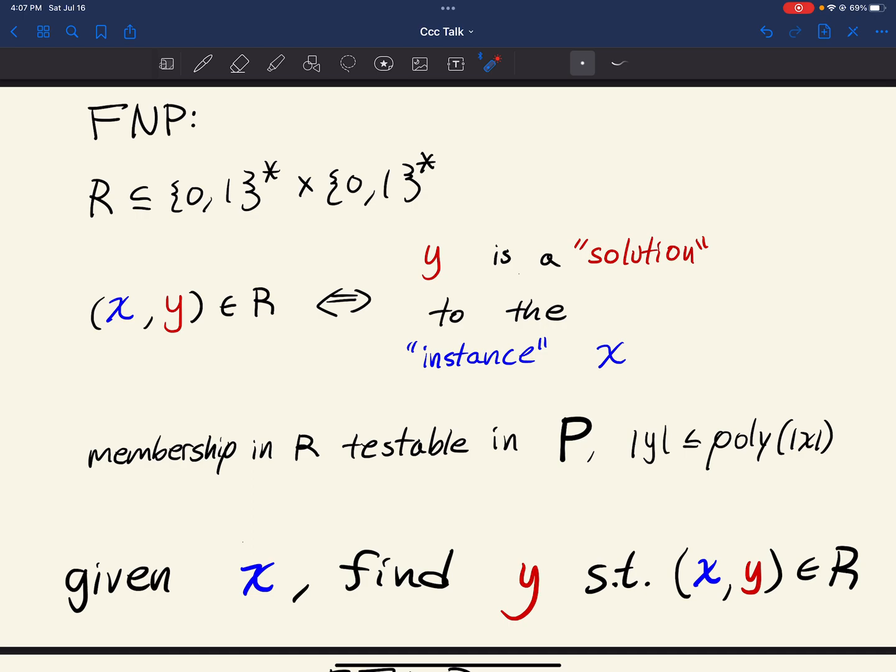Just to recap the definition, these are search problems defined by binary relations relating strings representing instances of a problem with strings representing potential solutions. We say xy is in this relation if y is a valid solution to the instance x. The relevant properties are that membership, basically testing whether a solution solves an instance, should be testable in polynomial time, and there should be a polynomial upper bound on the length of solutions in terms of the length of instances. The relevant computational task associated with these is: given x, find a y such that y solves x, or else determine that there's no solution.